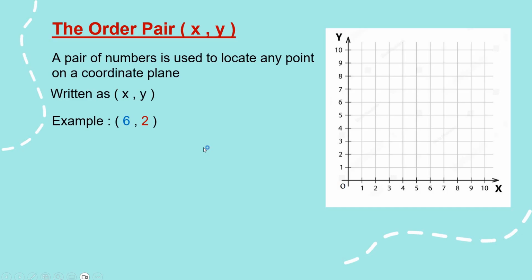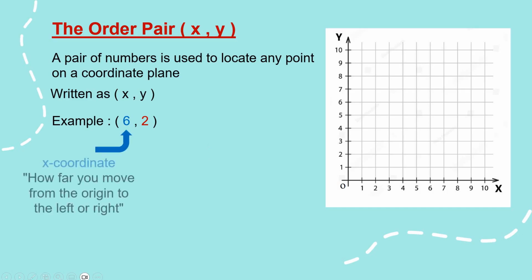6 here is called what? It's called the x coordinate. What does it mean, x coordinate? It means how far you move from the origin to the right or to the left. So I will move here from the origin to what? Yes, from the origin, I will move 6 places. So this is where I can find the point which I want to find, 6 and 2.